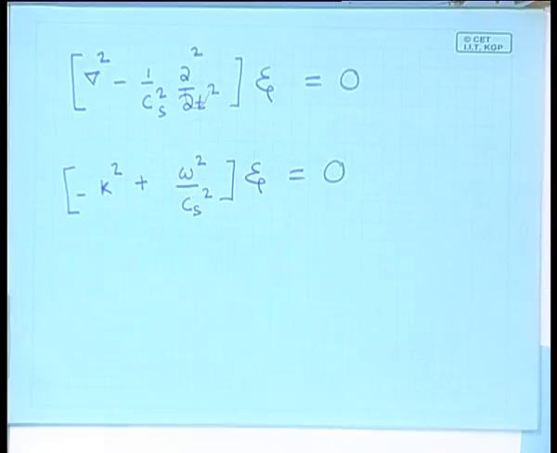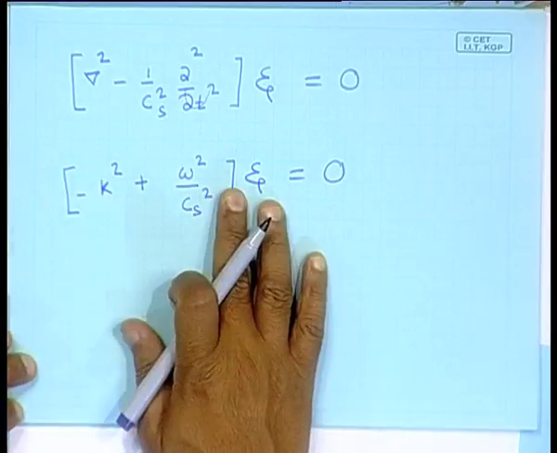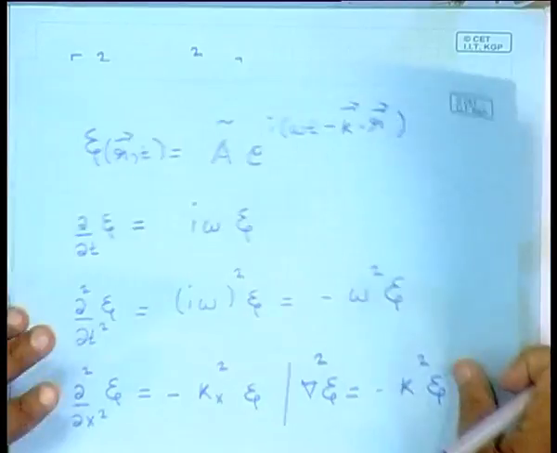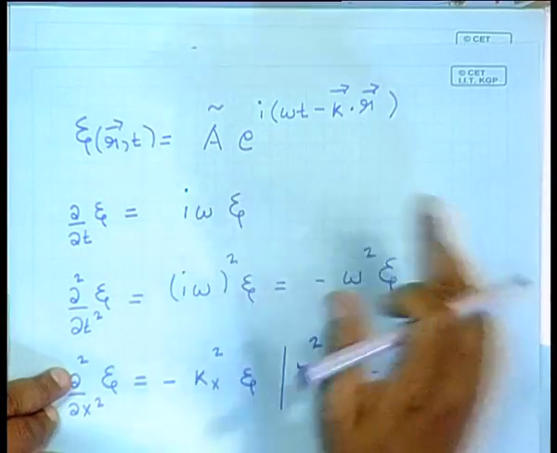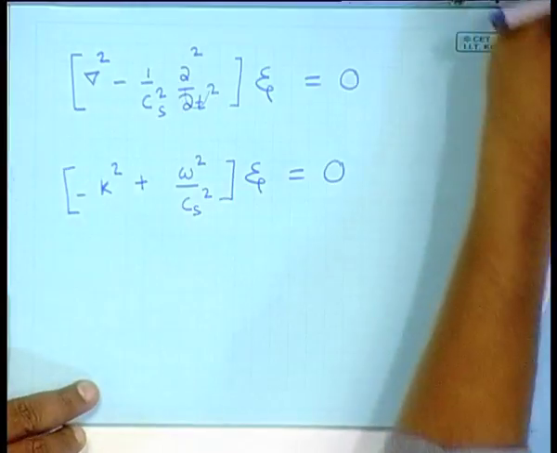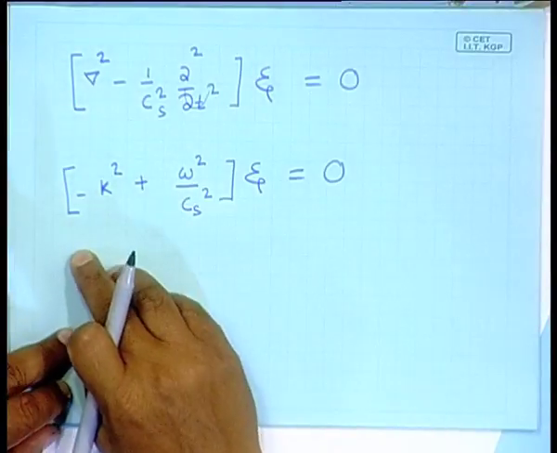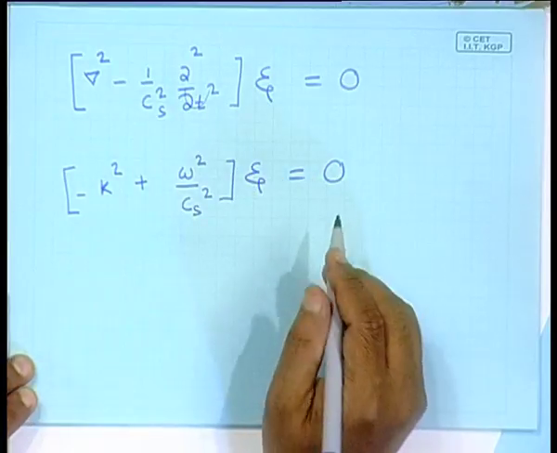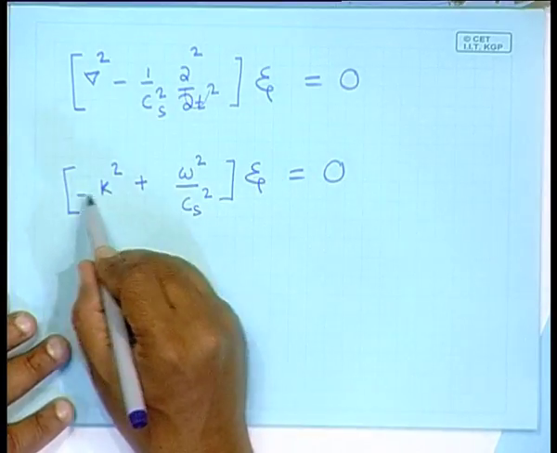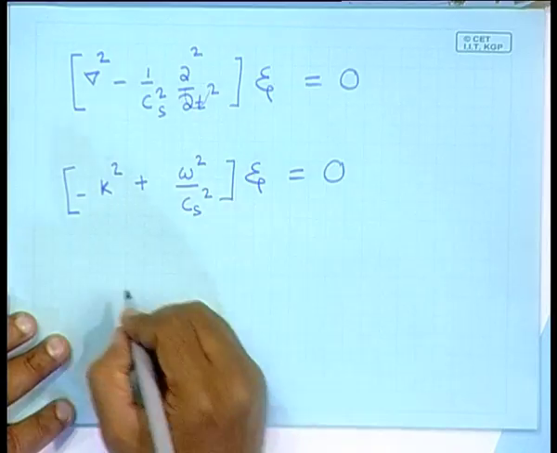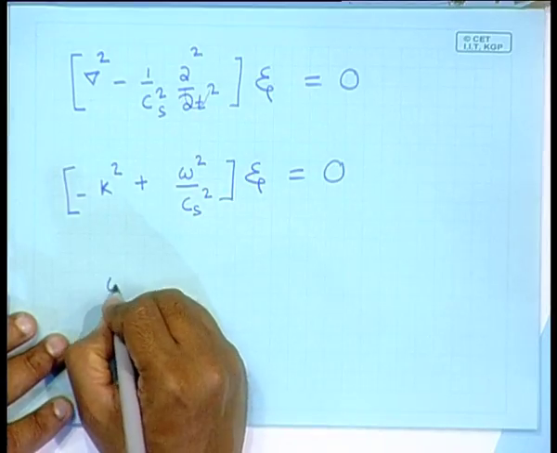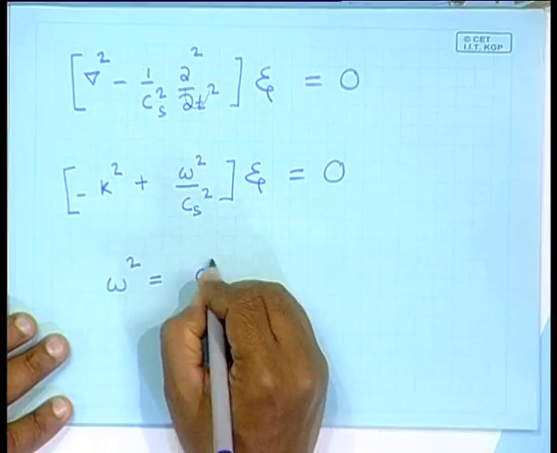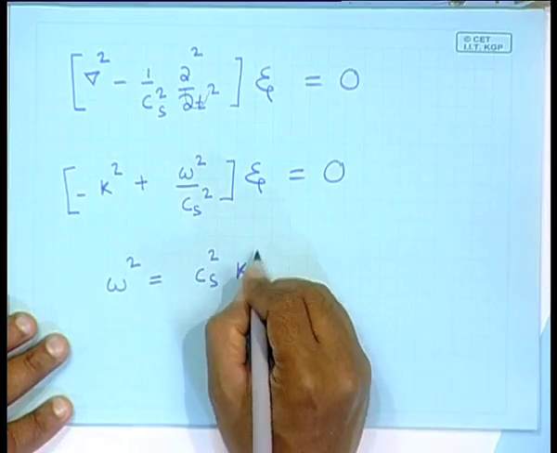Now, if xi is 0, there are two possible ways this can be satisfied. One, if xi is 0, you set the amplitude of the wave to be 0, which is a trivial solution of no interest. So the only way you could satisfy this equation in a non-trivial way is to set the term in the square bracket to 0, or omega squared should be equal to Cs squared into k squared.